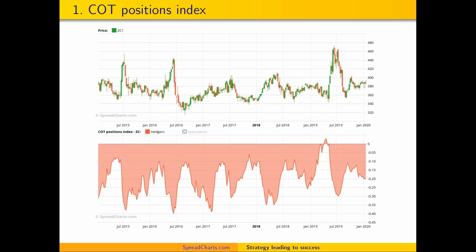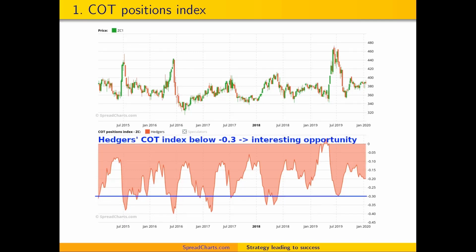The hedgers are equally important. Here we search for extreme minimums when we look for overbought market conditions. I would say the values below minus 0.3 satisfy this condition. But once again, someone else might set this level slightly differently.